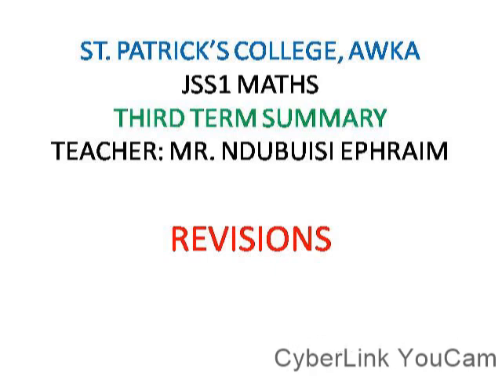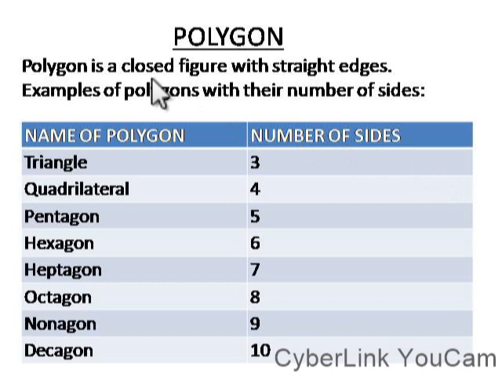Let's begin with the first topic here, that is polygon. A polygon is a closed figure with straight edges. We have some examples of polygons here. A polygon with 3 sides is called a triangle. A polygon with 4 sides is called a quadrilateral. We have different kinds of quadrilateral: a square, a rectangle, a parallelogram. In as much as the shape is 4-sided, it is called what? A quadrilateral. The one with 5 sides, pentagon; 6 sides, hexagon; 7 sides, heptagon; 8 sides, octagon; 9 sides, nonagon; 10 sides, decagon. These are the various kinds of polygons with the number of sides.